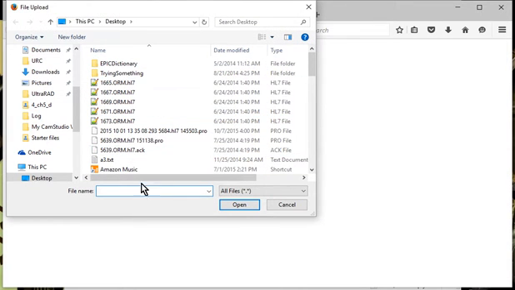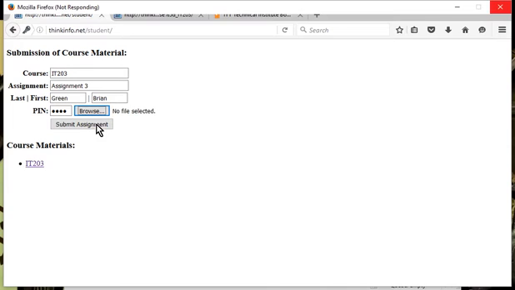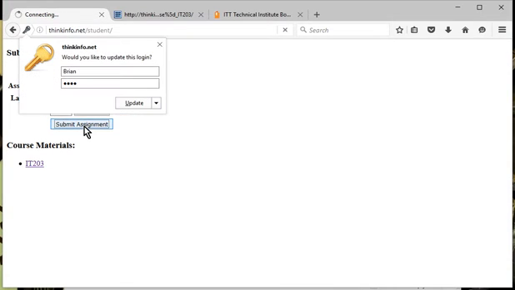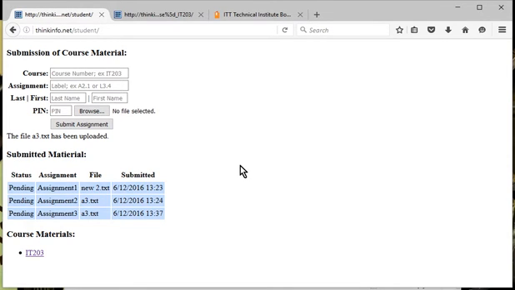So now I'm going to upload an assignment. I called mine a3.txt. It doesn't matter what you call the file name. It'll still work, as long as it's within reason, of course. So I'm going to click on Submit Assignment. I don't need to update that. And you can see it's now submitting a3.txt. Just waiting for the page to load. And you can see it's still loading up here. It takes a second. Okay, so you can see the assignment has been submitted.